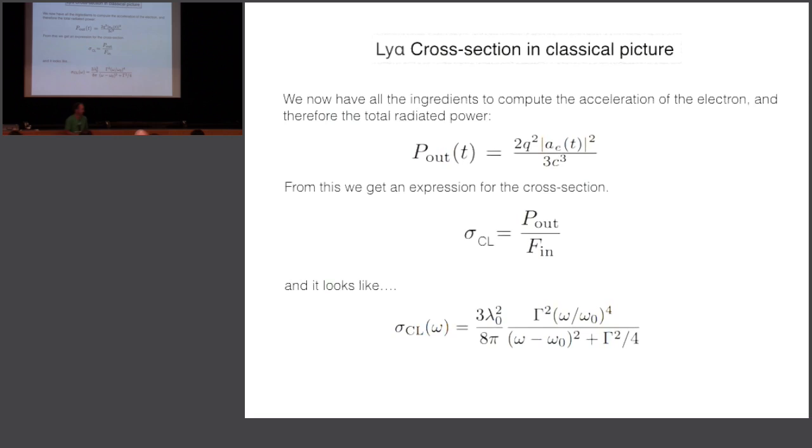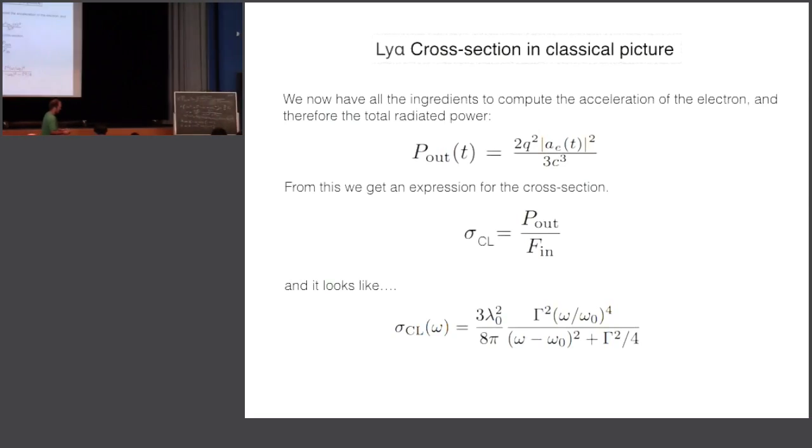And you can sort of see the origin of all these terms. You have your omega minus omega naught squared. That comes from your omega minus omega naught that is in the denominator here. You have your gamma squared over 4, which actually comes from your gamma that is in the denominator here. So you can sort of trace back the origin of all these terms.